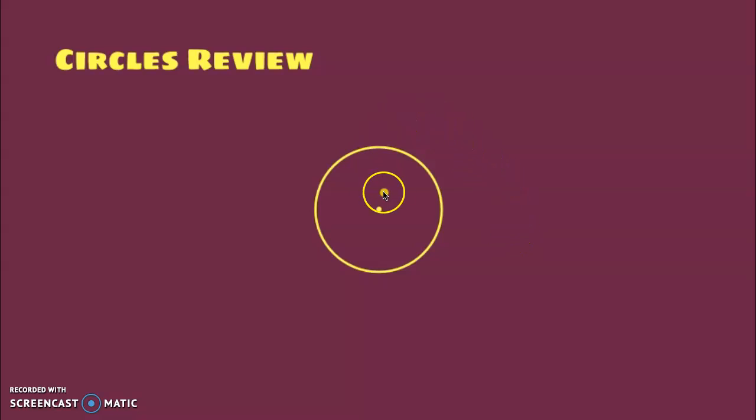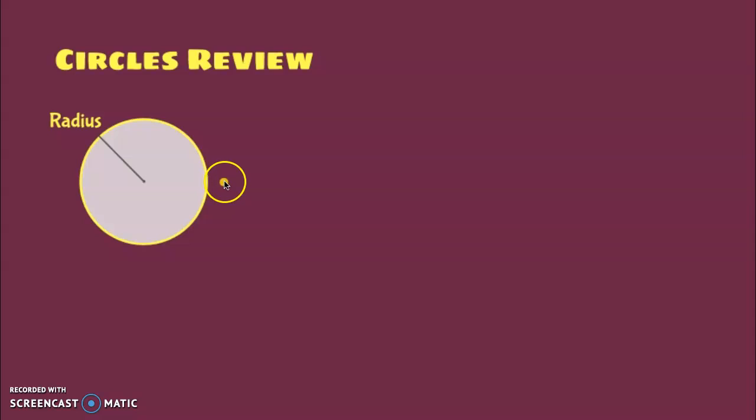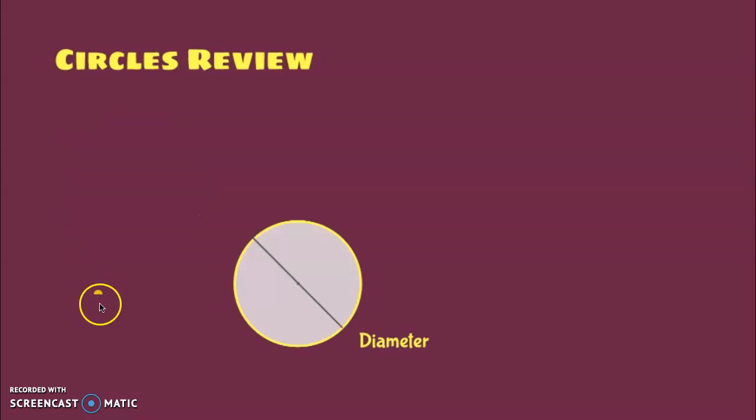So remember, a circle is a set of points that are all equal distance from a center point. And our circles have special characteristics. So the radius of a circle is any line drawn from the center to any of those points on the edge of the circle. The radius goes halfway across the circle. And then the diameter is a line that goes all the way across the circle, passing through the center. So you can see that two radii make up the diameter.